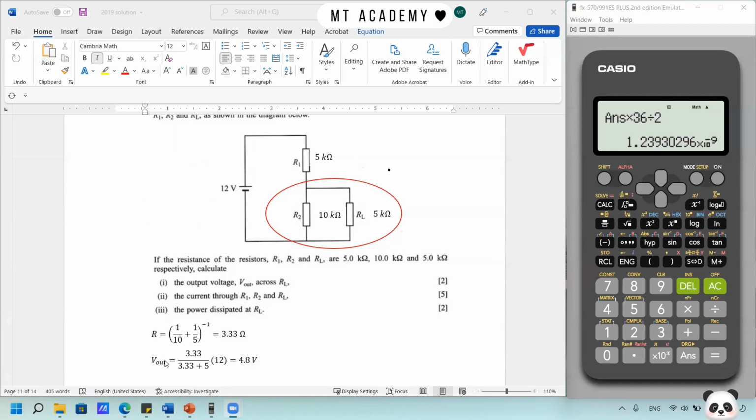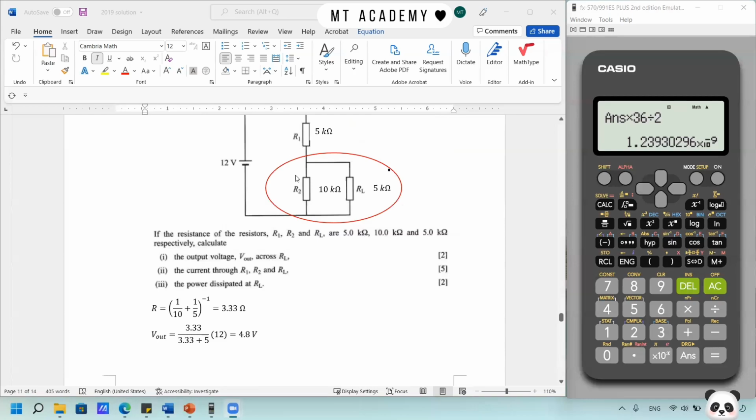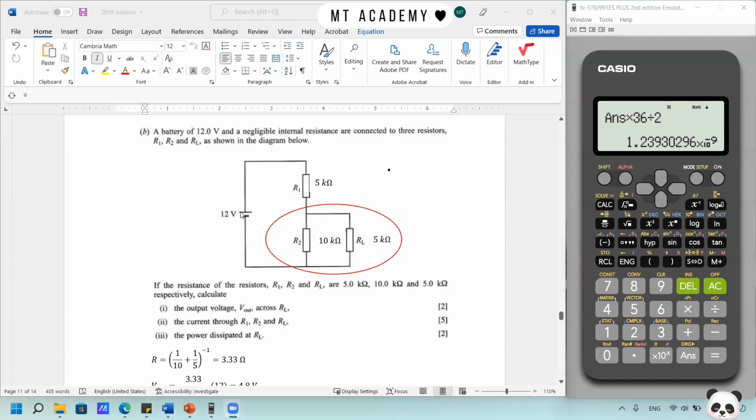To get the voltage output, besides the method you use in SPM, we use the potential divider in Form 6. It will be equal to the equivalent resistance, 3.33, divided by the total resistance, multiplied by the applied voltage, and you will get 4.8 volt. So this is for the first question. Second question, the current through each of the resistors. For R1, we can just apply the voltage divided by the total resistance, since the current flowing out from the battery is the same as the current through R1.